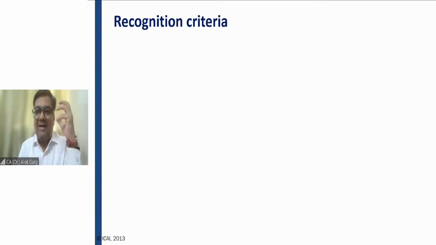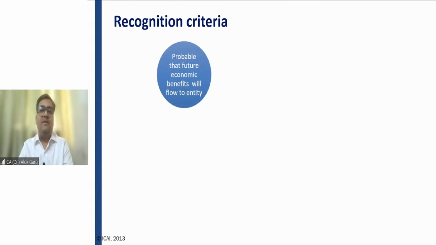So, for recognizing an item as a PPE, number one, it should meet the definition of PPE. It should be a tangible item. It should be held for use in production or supply of goods and services, or for rental purposes, or for administrative purposes, and expected to be used for more than 1 year, more than one period. The exception is if land and building is held for rental purposes, it is not a PPE, it is an investment property.